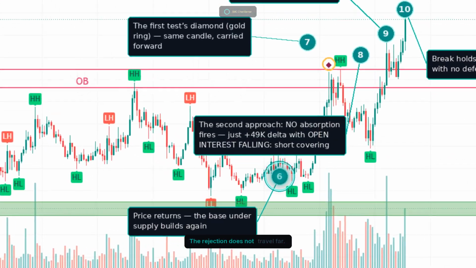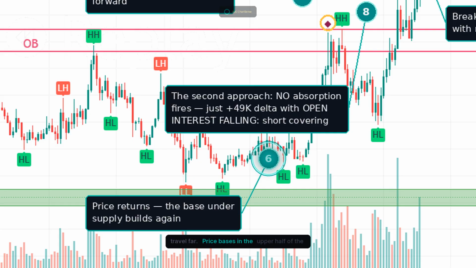The rejection does not travel far. Price bases in the upper half of the range, holds a higher low, and turns back up. The structure beneath the supply rebuilds rather than unwinds. Within a stretch of bars, the zone that just turned the market away is being approached again. A quick return changes the context. The first assault already consumed part of the resting supply.